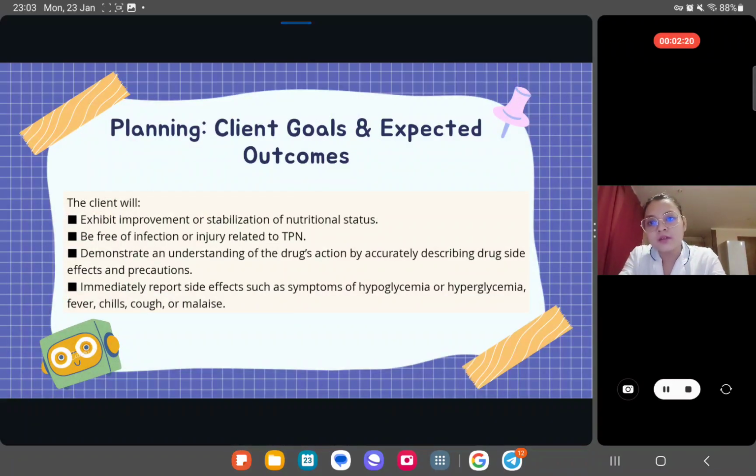Next is planning, which is we plan the client's goals and expected outcomes. So the client will be expected to exhibit improvement or stabilization of nutritional status, be free of infection or injury related to TPN, demonstrate an understanding of the drug's action by accurately describing drug side effects and precautions, and also immediately report side effects such as symptoms of hypoglycemia or hyperglycemia, fever, chills, cough or malaise.